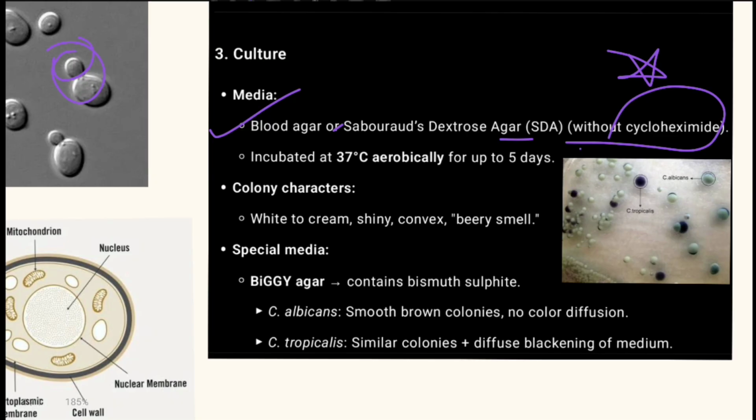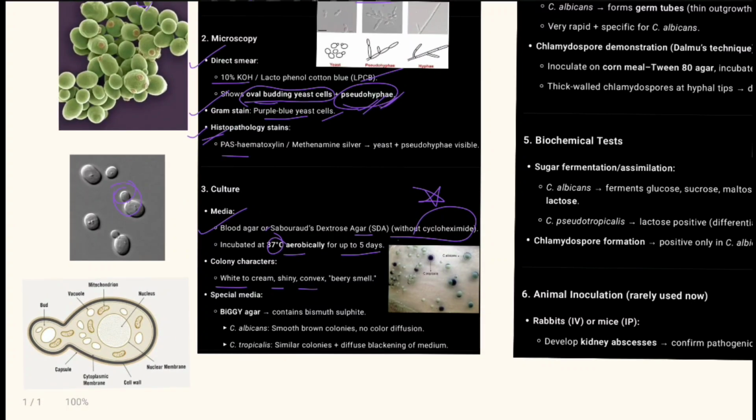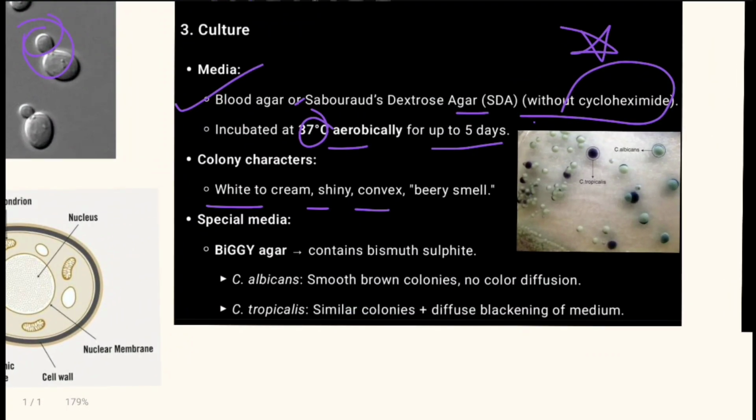The media cultured with Candida should be incubated at 37 degrees Celsius aerobically for up to 5 days. Then the colonies on the Sabouraud dextrose agar look white to cream, shiny and convex in shape. This is how a colony will look on Sabouraud dextrose agar. A special media for the genus Candida is BiGGY agar. BiGGY agar is nothing but bismuth glucose glycine yeast agar, which contains bismuth sulfite.